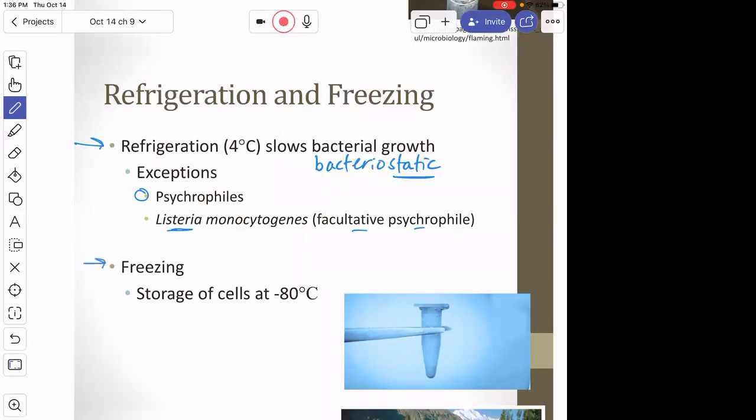Freezing, same thing. It just really stops growth, doesn't usually kill cells outright. Oftentimes, if we have some cells that we want to store for long periods of time, we'll actually put them at minus 80 degrees Celsius and just leave them in there indefinitely. And then when we thaw them out, some of them are still going to be viable.